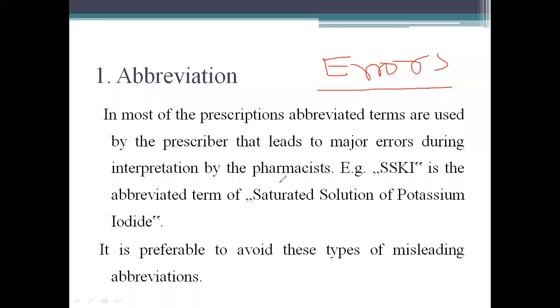Understand? So abbreviations are one type of error in prescriptions, and that should be avoided by the physician. He has to write the detailed or complete name of SSKI as saturated solution of potassium iodide. Understand, my dear students, how these abbreviations create a problem in prescriptions. So this is the first error, that is abbreviation. Understand?